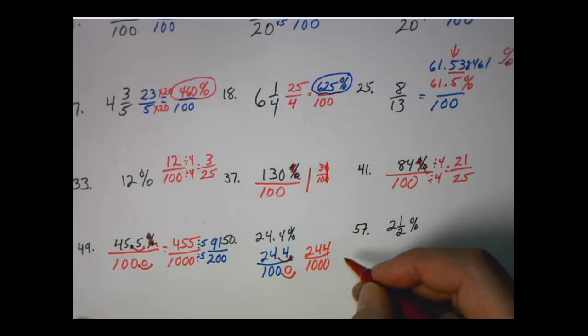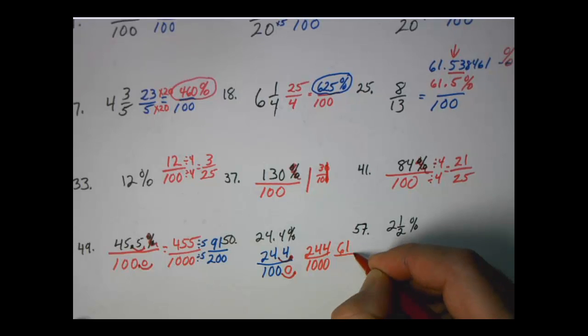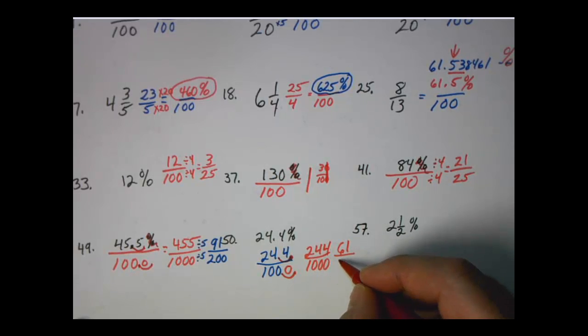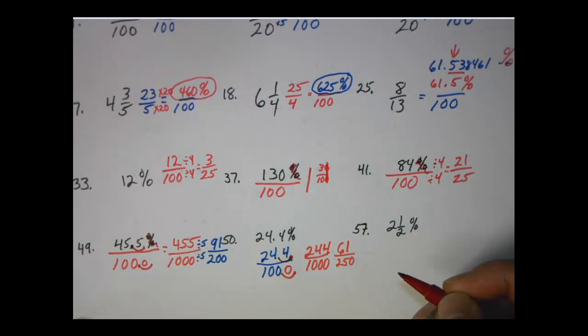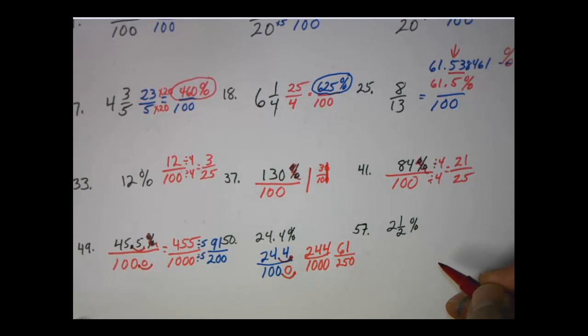So we notice that probably 4 will go into both of those. So 4 into 24 is going to be 6. 4 into 4 is 1. 4 into 100 is going to be 25. If I add the 0, gives us 250. And we are reduced. 61's prime.